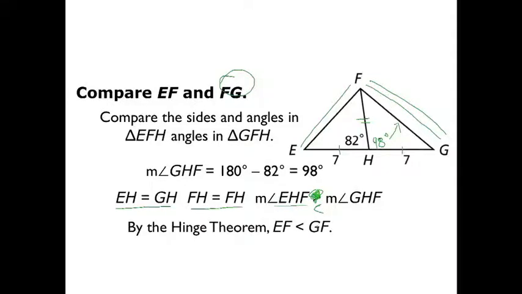Okay, and therefore GF is the bigger side. GF, opposite the 98-degree angle, is greater than EF, or reading the other way, EF is smaller than GF. And that's using the hinge theorem. The hinge theorem is, remember, the one that lets you compare sides. The converse of the hinge theorem lets you compare angles. Okay, pause the slide if you need to.